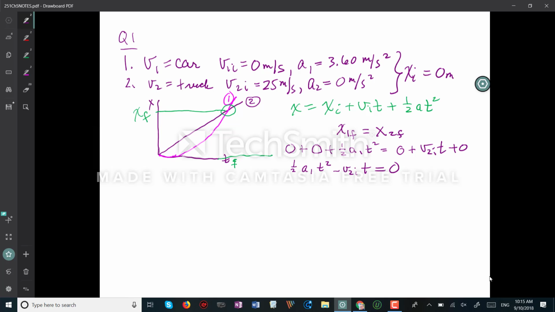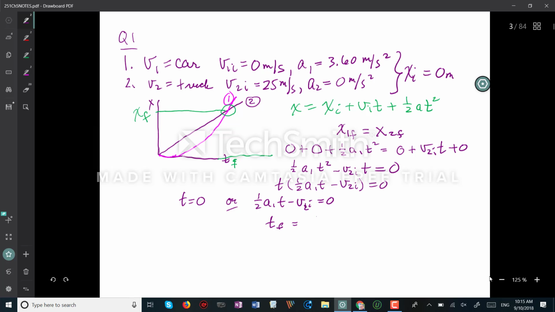So, what can you tell me? Let's factor out a t. So either t equals 0 or 1/2 a1t minus v1 initial equals v2 initial. So we get that t final is equal to 2v2 initial over a1.